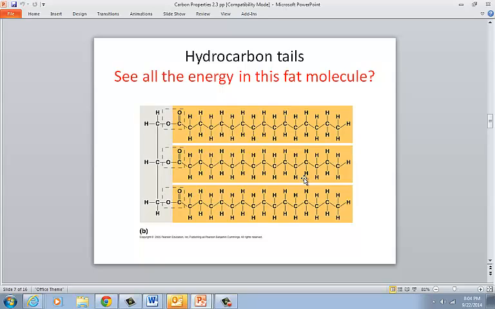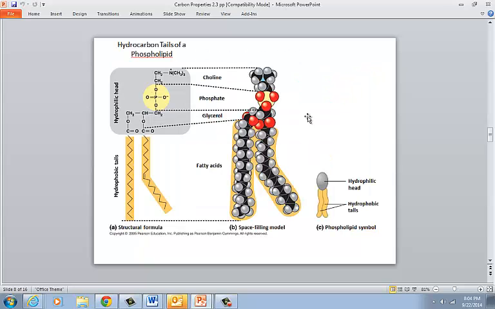Oh, I didn't even have to. You already got it. Saturated it is, because every one of these carbons has a hydrogen off of it. So these are saturated.